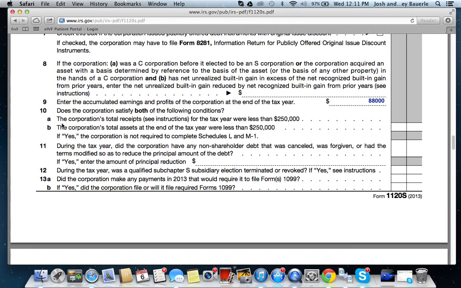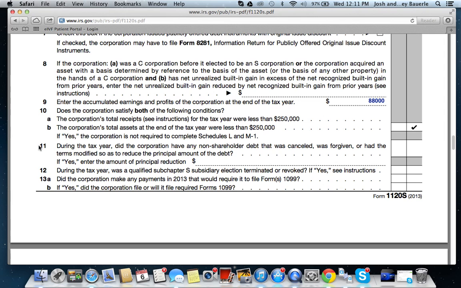Line A, the corporation's total receipts for the tax year were less than $250,000. So if your total gross income before expenses was less than $250,000, you can say yes to that. Line B, if the corporation's total assets at the end of the tax year were less than $250,000. So if your assets that you're depreciating, your equipment, your vehicles, machinery, anything like that, are less than $250,000, you can click yes to that. If you meet both of those requirements, you do not have to put a balance sheet on your tax return, which again is a big time saver for you, a big headache saver.